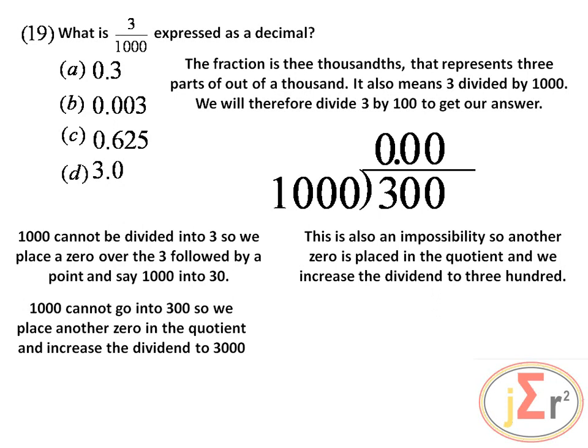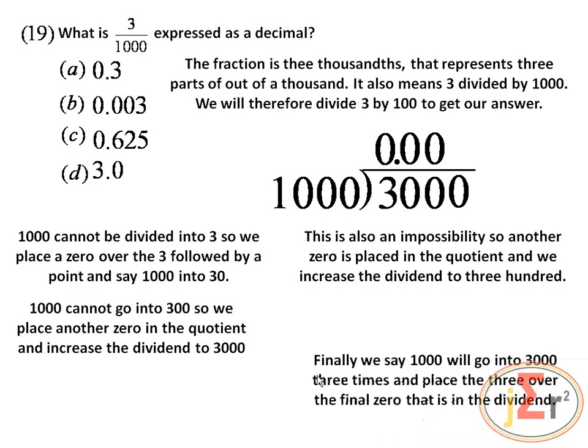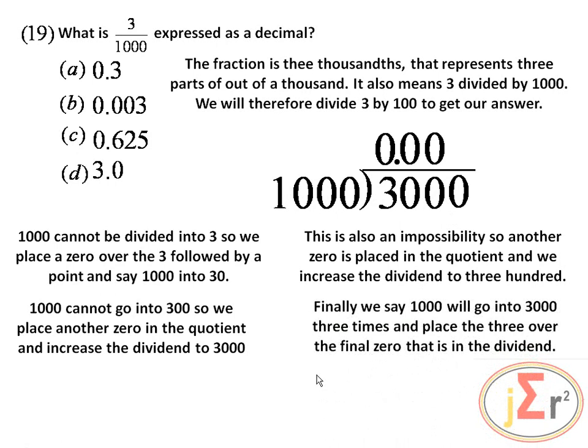Right. So look at this. We have 1000 cannot go into 3. So 0 over the 3. Cannot go into 30. So another 0 there. Cannot go into 300. So another 0 there. And of course we are going to put another 0 right there. And what do we do? Finally, we say 1000 will go into 3000 3 times and place the 3 over the final 0. And that is our answer. The correct answer is option B.